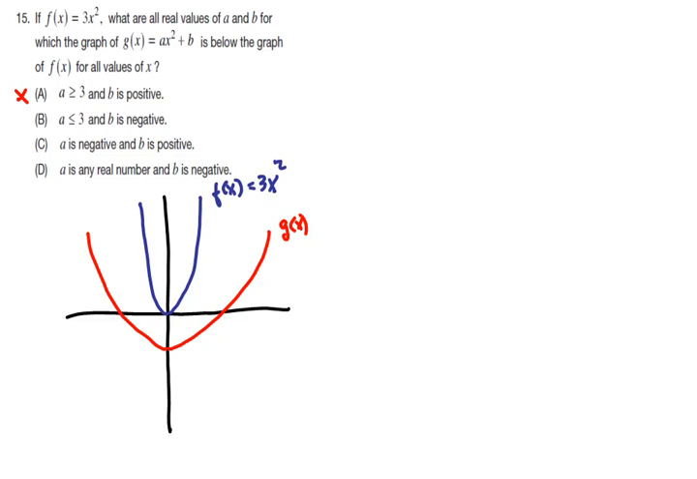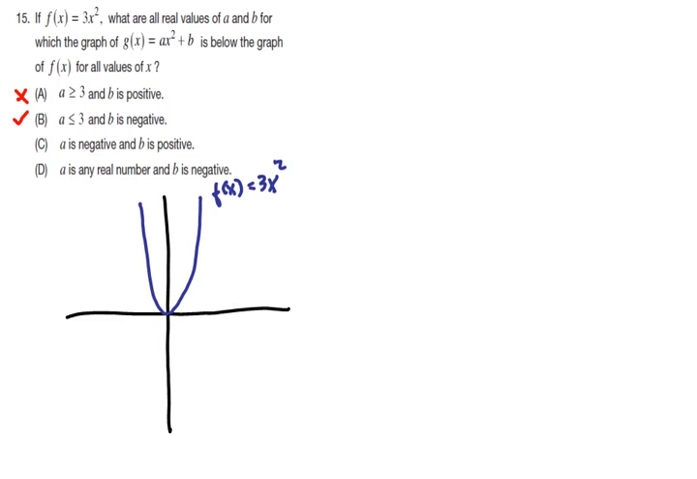If a were negative, then it would be a parabola facing downward. But b is negative just means that it's shifted down, and a is less than or equal to 3. So a is going to open wider. The smaller that a is, and still positive, the wider it's going to open. The larger that a is, the steeper it will open. So it appears that this is going to be the answer that we're looking for. Let's just go through and try the other possibilities.